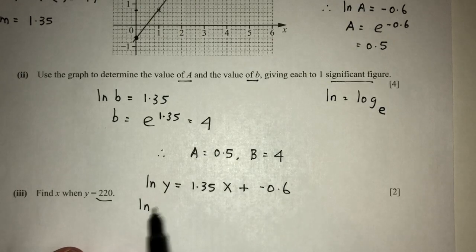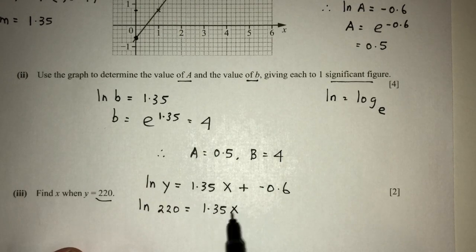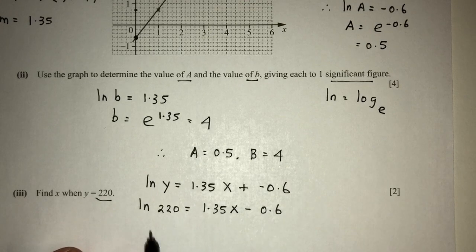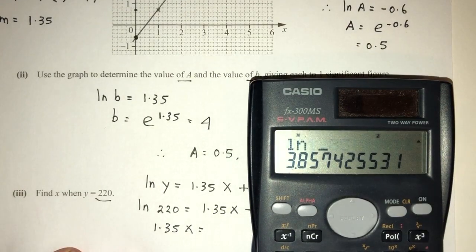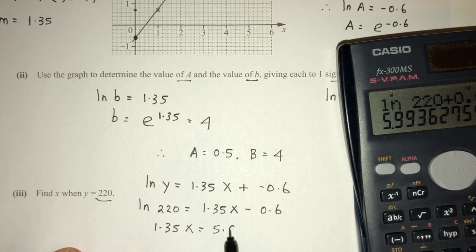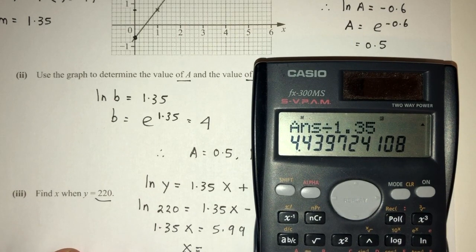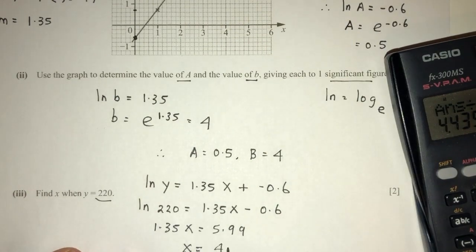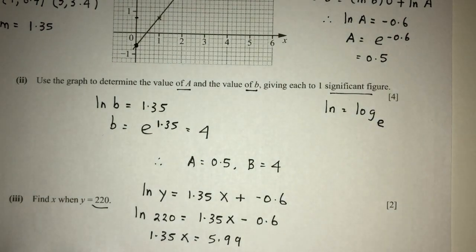So ln of y is ln of 220, equal to 1.35x minus 0.6. So 1.35x will be what? Ln of 220 plus 0.6. That will be 5.99. Then x will be divided by 1.35. That will be 4.44. That's my value for x, correct to 3SF. Okay, that will be question number 10.